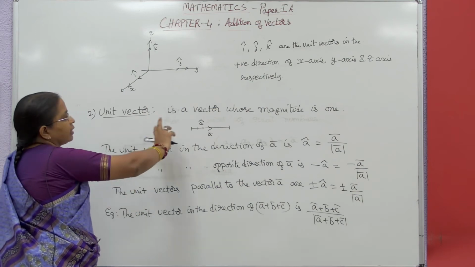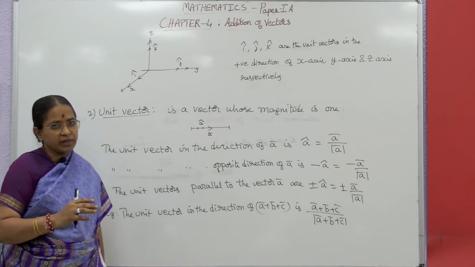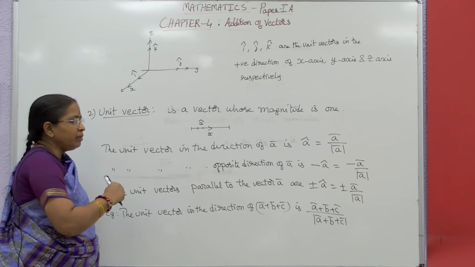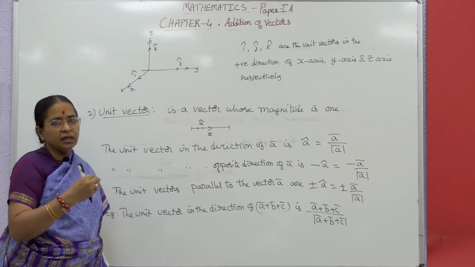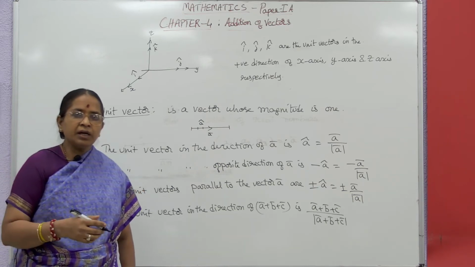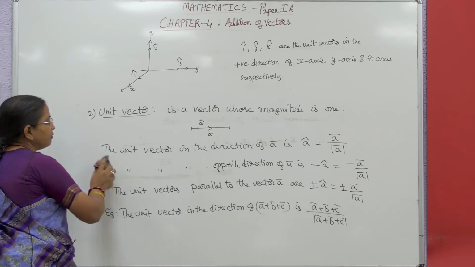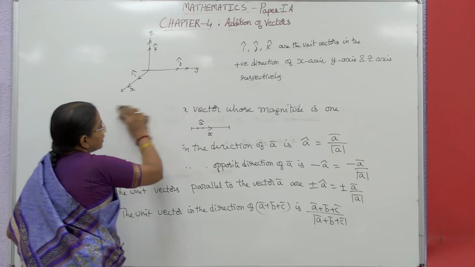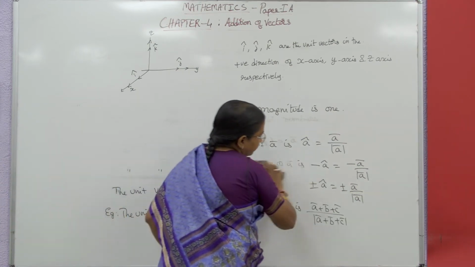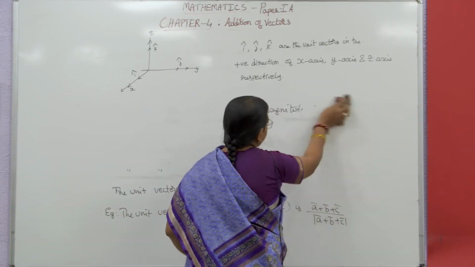So a unit vector is a vector whose magnitude is 1, that is the definition. But we'll be finding the unit vectors in the direction of A, in the opposite direction of A, and then unit vectors parallel to the vector A, like that. So this is all about the unit vector.